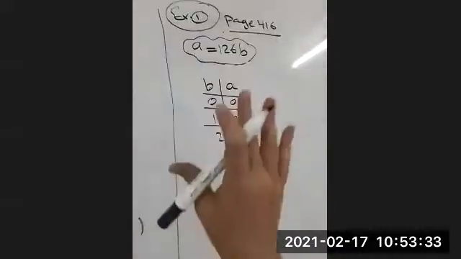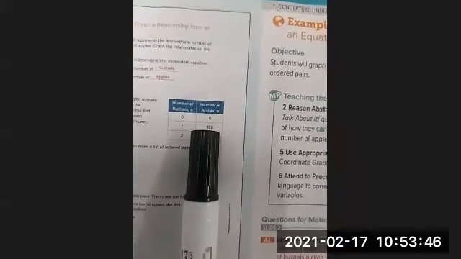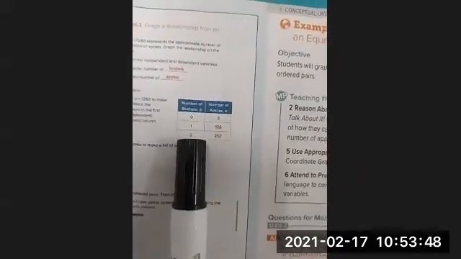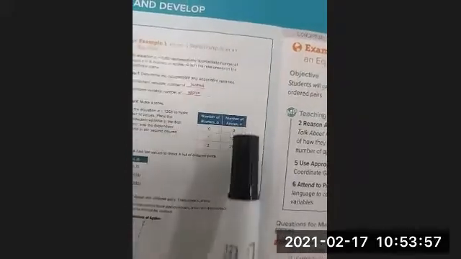Now the table is filled. Fill it in your book, please. If B is 0, A is 0. If B is 1, A is 126. If B is 2, A is 252. How did we find these numbers? We go to the formula above and replace the values of B, then calculate and put the answers here. So fill the table, please.